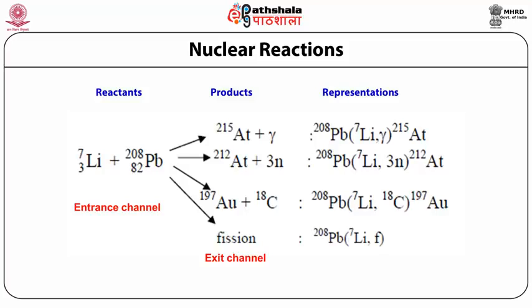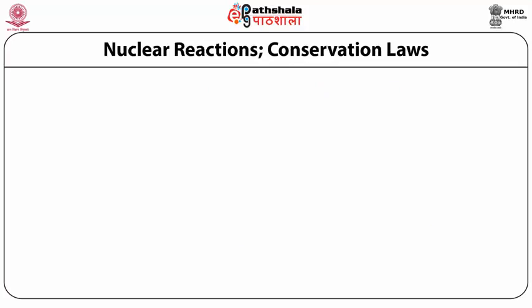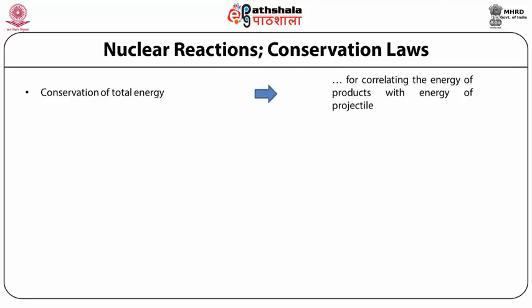In the second possibility, we can represent it as 208 lead bracket 7 lithium comma 3n 212 astatine. In the third possibility, we have 208 lead 7 lithium comma 18 carbon bracket close 197 gold. And the last possibility, where fission is happening as the exit channel, we can represent compactly as 208 lead bracket 7 lithium fission.